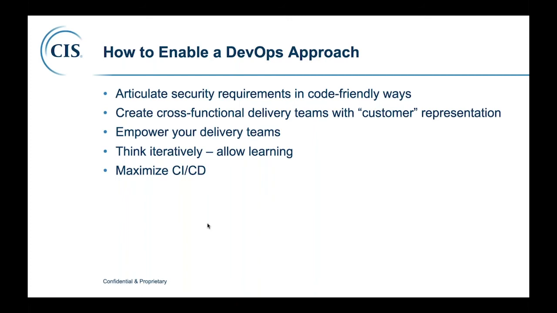The final thing on this list is really maximizing CICD wherever you can. And I think all the previous items sort of lead up to this. Your product or service delivery teams should really maximize their CICD capabilities. It's a winning combination to have concise security requirements built in to an automated continuous integration and continuous delivery service.